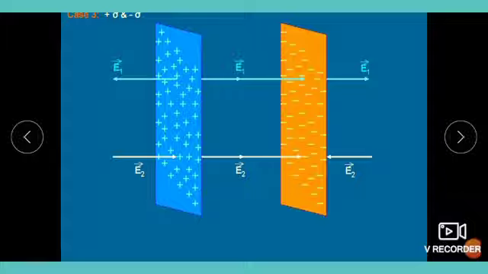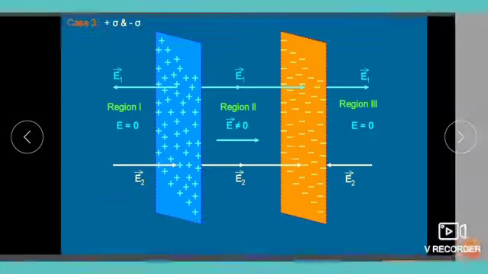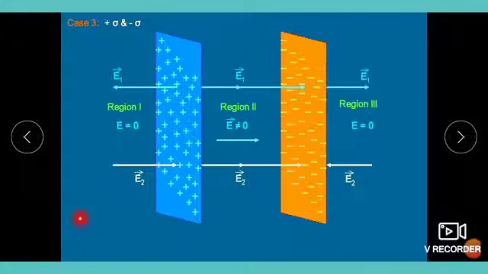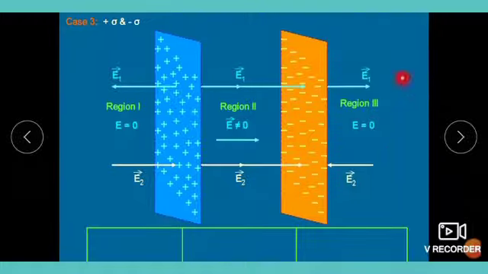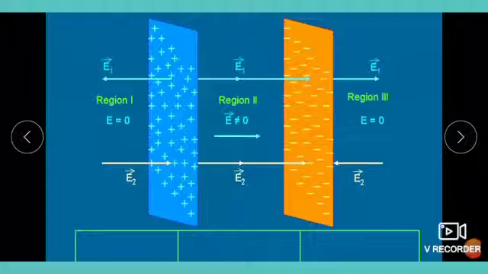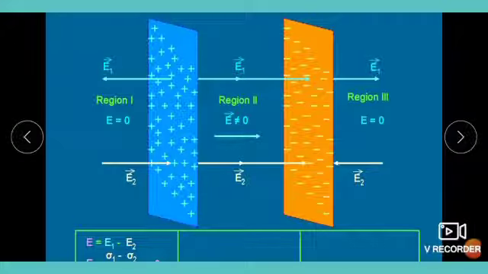When we talk about region 1, region 2, region 3, in regions 1 and 3 the electric field is 0. Why is the electric field 0? Because plus sigma and minus sigma are equal amounts of charges. If the separation between the plates is not too large, then we can calculate the electric field in the three regions. In this case E is equal to E1 bar minus E2 bar because their directions are opposite, so the resultant gives us 0.